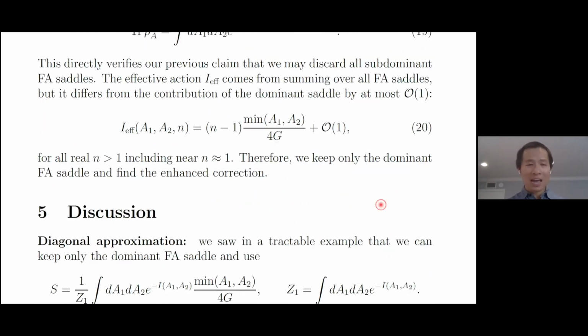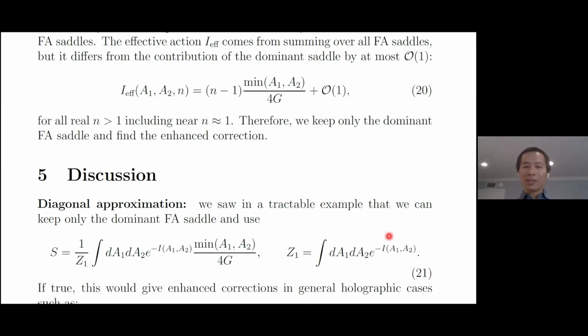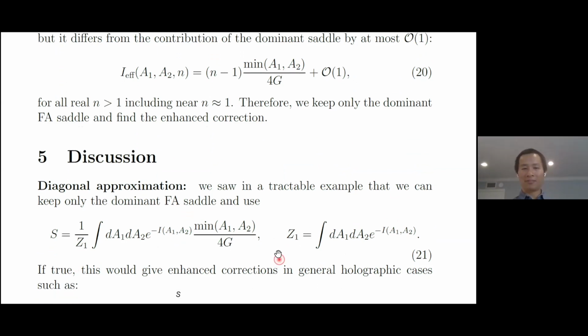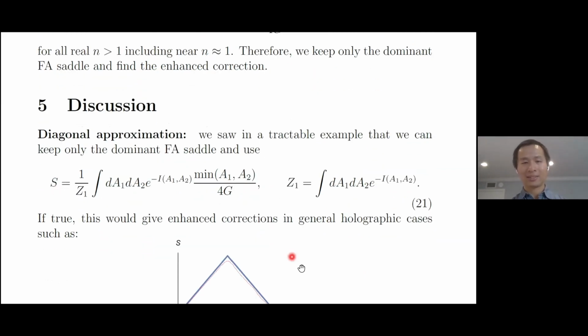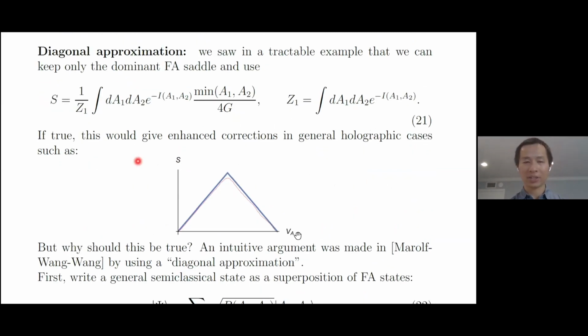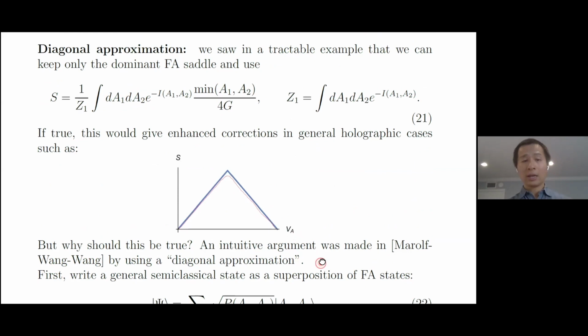So I'm out of time, but I just want to very quickly mention the diagonal approximation. Maybe in 1 minute, I'll mention that we saw this is the thing that is surprising, and we didn't have a good justification in it unless we are talking about a particular example. And this is the thing that is responsible for the correction. But the question is, why should this be true in general?